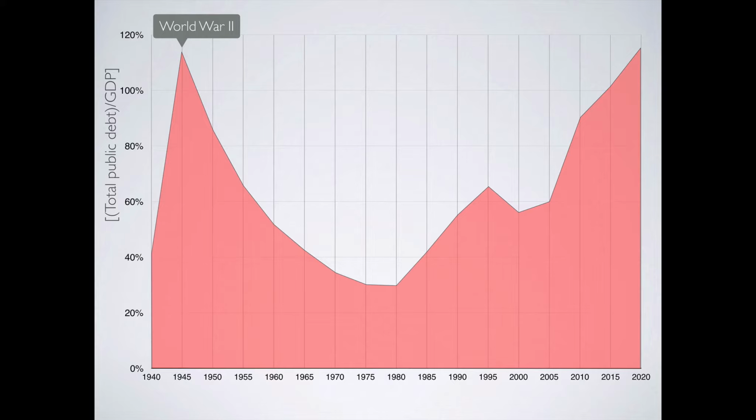After that, the debt to GDP ratio declined quite a bit. It went down to a low point in 1980, going from about 110%, a little bit over that at its peak in 1945, to about 30% in 1980. That's a pretty remarkable effect. So what was happening? Let's check this out.